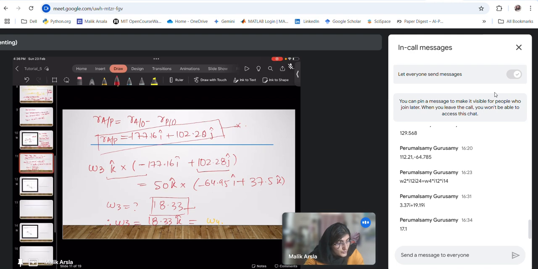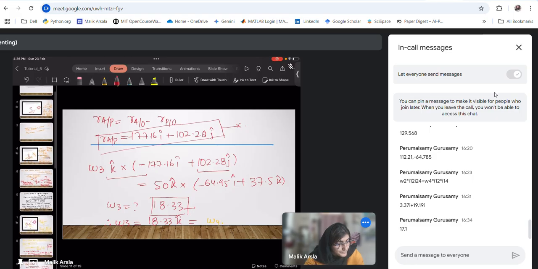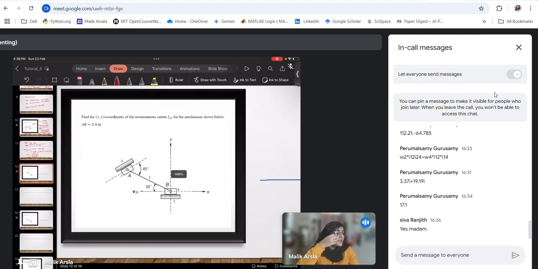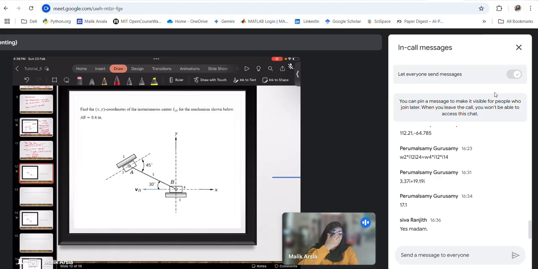There are still 4 questions, right? So what we can do is, try this question out. I want you to do it because we have done similar questions. So the question is that we have to find the x and y coordinates of the instantaneous center of this mechanism, I13. Yeah, so try it out.